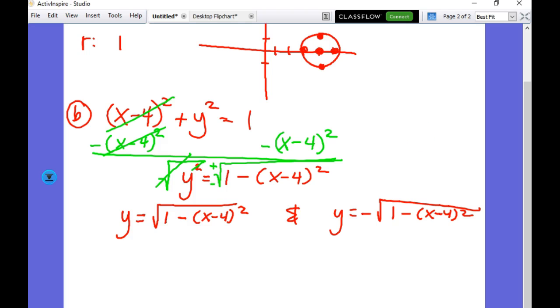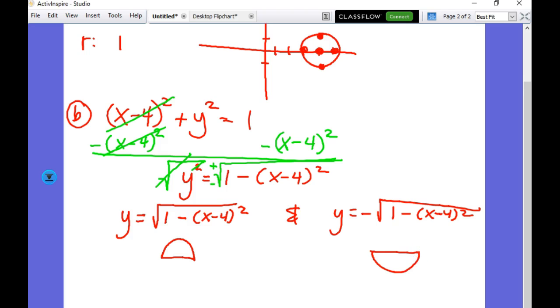Now, let me ask you, this is a y equals, isn't it? So we're talking about what kind of halves here? Top and bottom halves or left and right halves? Good. And this one is a positive square root. So it's a what half? That's the top half of our circle. This equation represents the top half of my circle. This one is a negative, so that represents the bottom half of my circle.